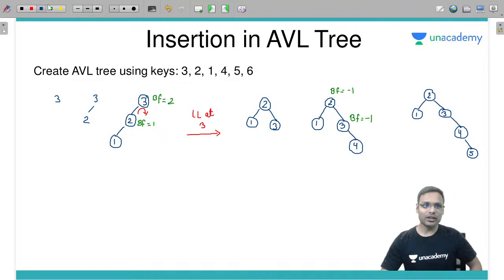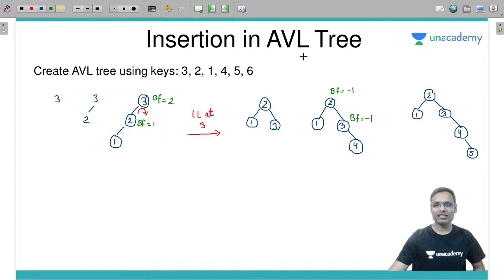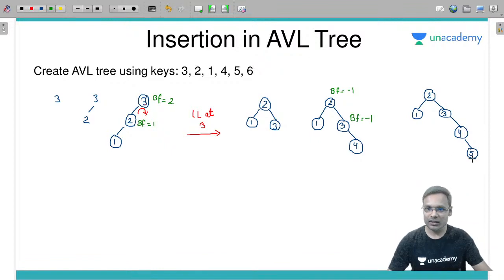Now let's check if there is any imbalance after insertion of 5 or not. Let's check the balance factor here. At 4 you just check the balance factor. Left 1 is 0, right 1 is 1. Balance factor here is minus 1. What is the balance factor at 3?